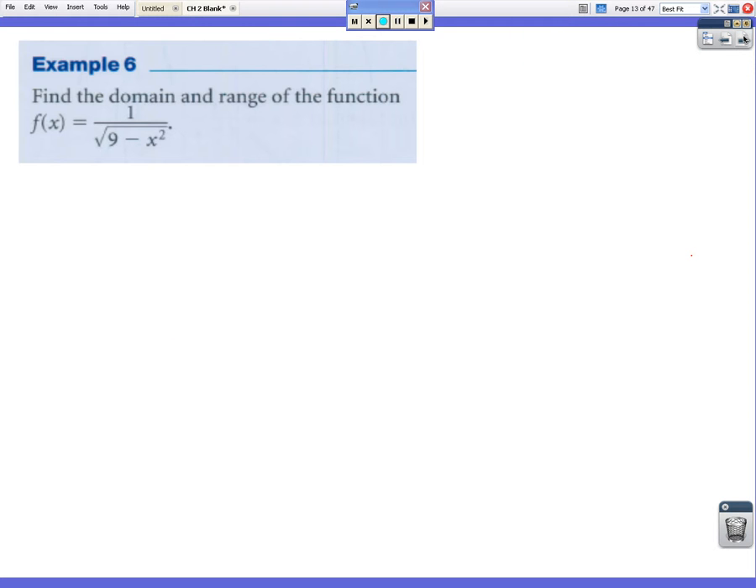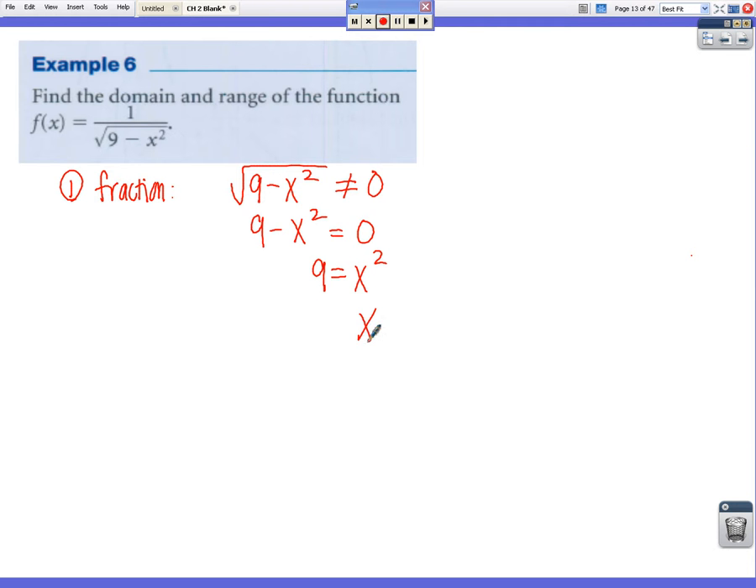So finding the domain of this function, I picked this function purposely because it has 2 domain issues. The easier of the domain issues is the fact that it's a fraction. So the first domain issue is the fraction. And fractions, the problem is that the denominator should never equal 0. So I'm actually going to solve this equal to 0. So I get 9 is equal to x squared, and x is equal to plus or minus 3 because I'm taking the plus or minus square root. So I'm going to actually come over here and map out my domain. So I have negative 3, positive 3. I can't equal those values.